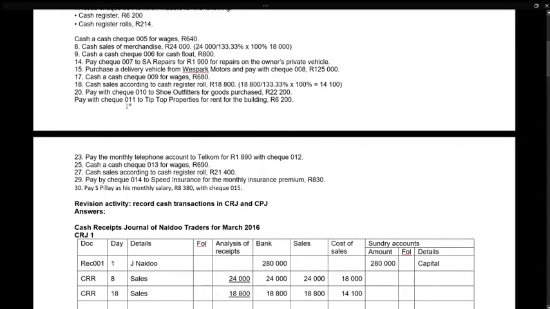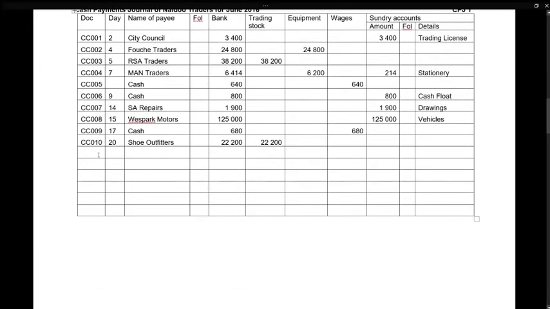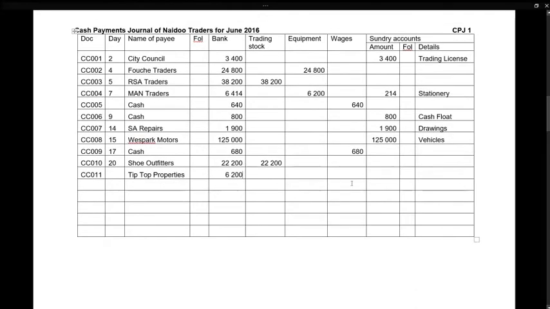Okay, next transaction took place also on the 20th. Pay with check 011 to Tip Top Properties for rent for the building, 6,200 Rand. So check counterfoil 011, on the same day, so I'm not going to fill in the date again. And I paid money to Tip Top Properties, an amount of 6,200 Rand for rent expense.